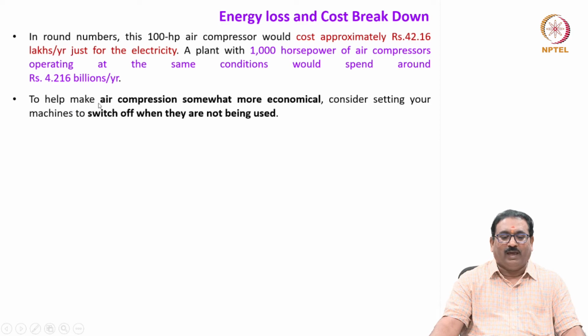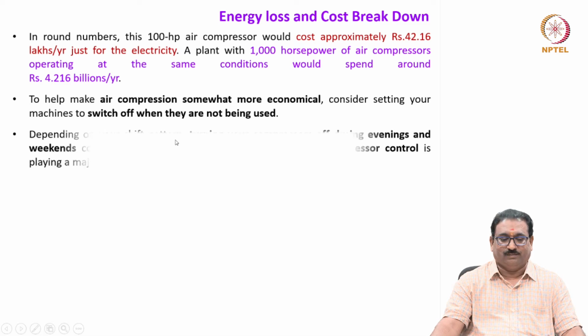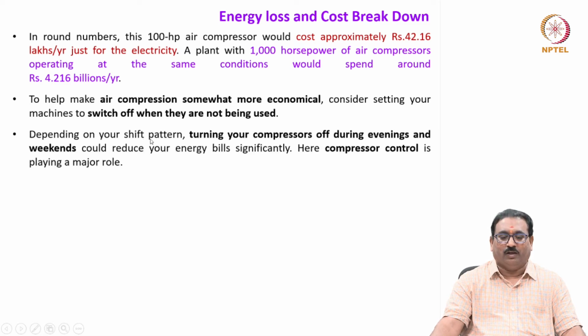To help make air compression somewhat more economical, consider setting your machines to switch off when they are not being used. Depending on your shift pattern, turning your compressor off during evenings and weekends could reduce your energy bills significantly. Here compressor control is playing a major role.